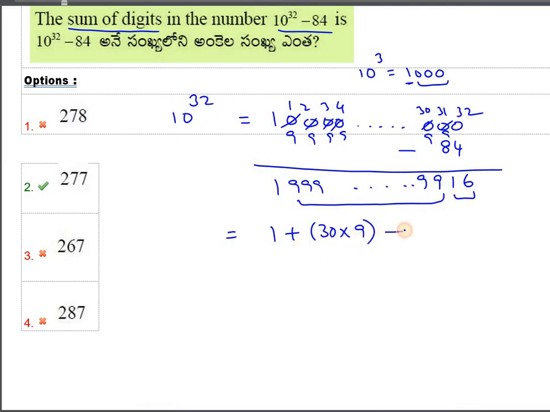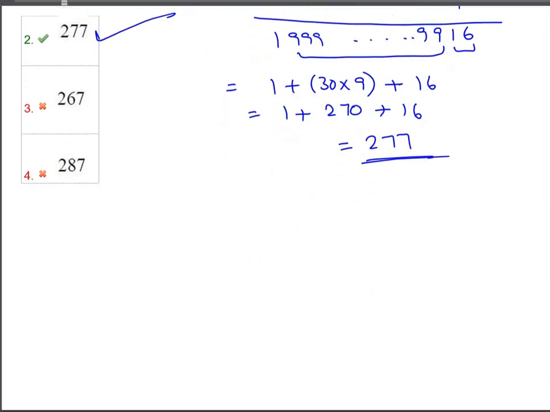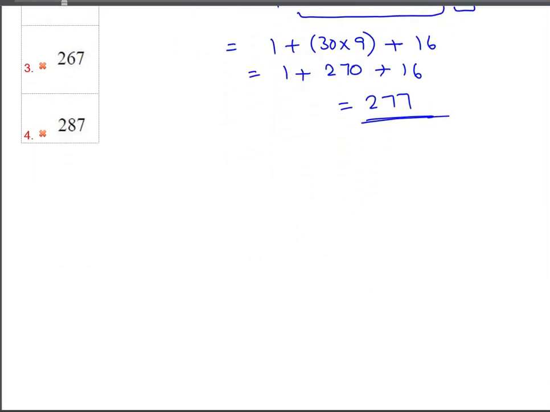Plus, in the last 2 digits, how much? 16. Right, 1 plus 3 9s are 27, so this is 270 plus 16, 277. So this is the answer. So you have to be a little bit careful, otherwise it is a very easy question. Some questions are difficult, but some questions are easy.